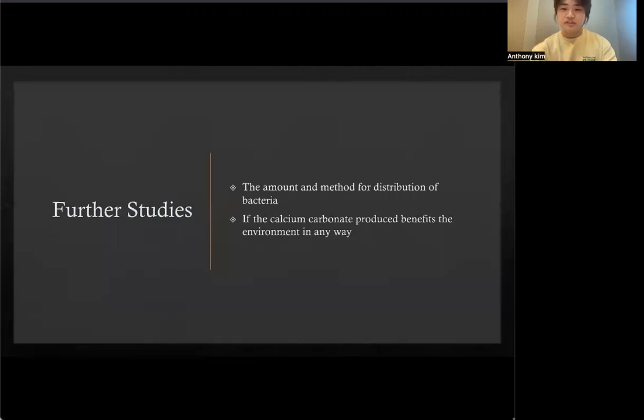For possible future studies, I want to make this study a stepping stone for something bigger. For this to be applicable in real life, I want to figure out the exact amount that is best and the method of distribution. Additionally, I want to see if the calcium carbonate produced can benefit the environment in any way. Thank you.